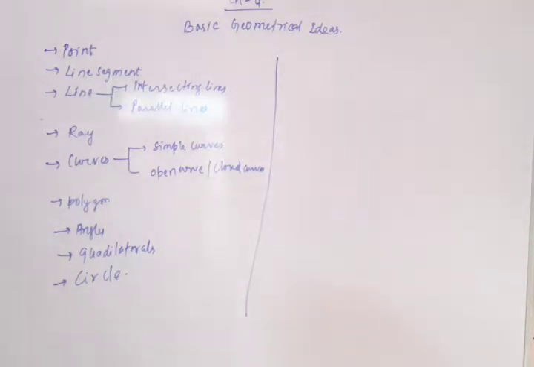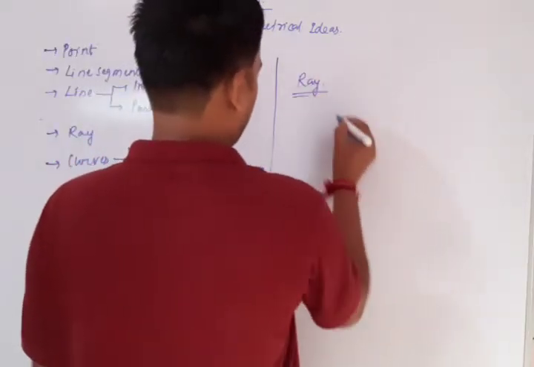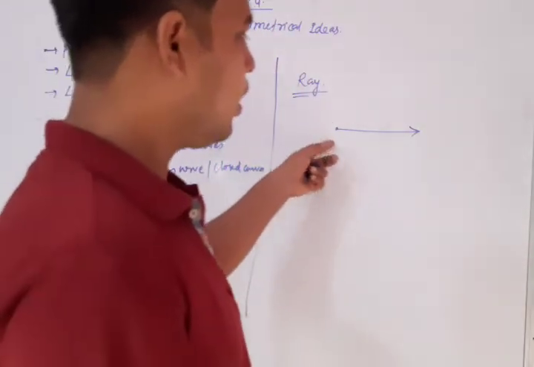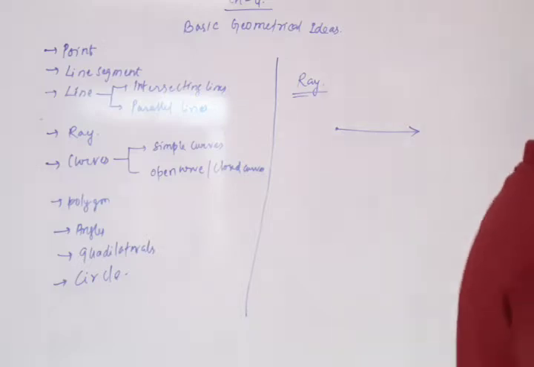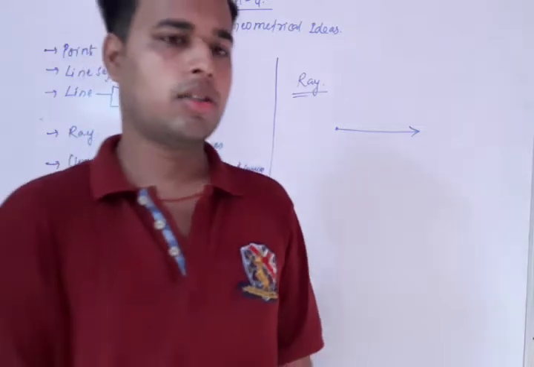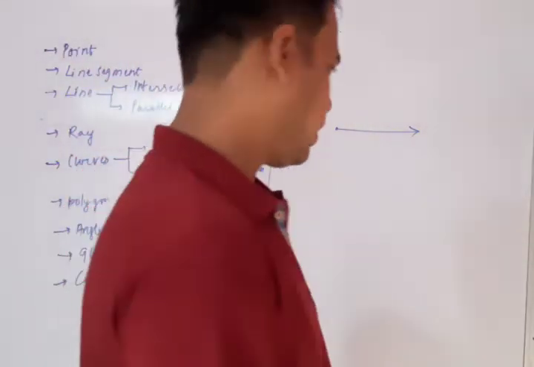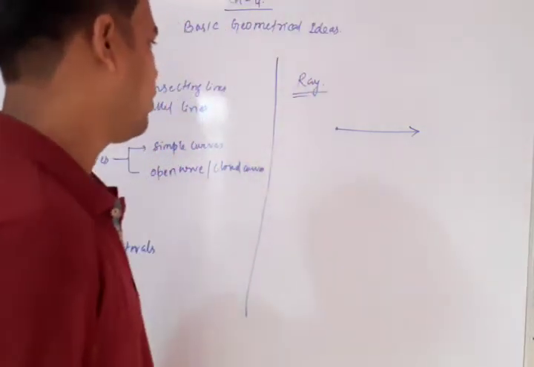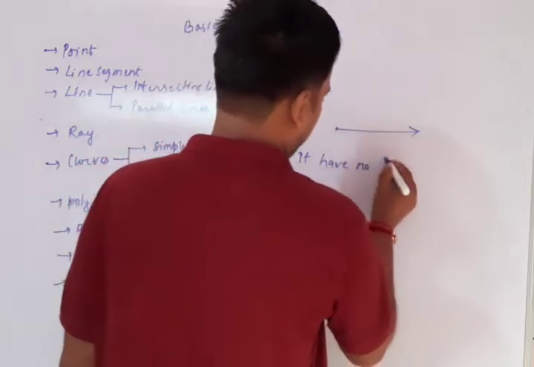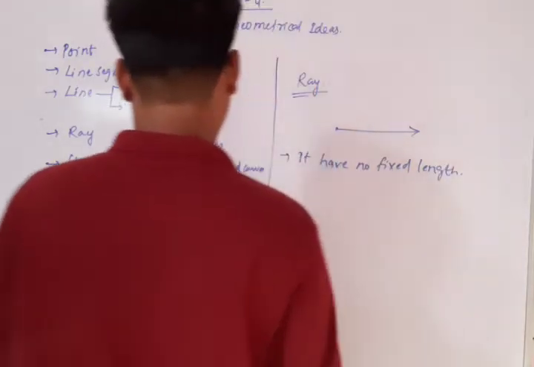Now moving to ray. This is the figure of a ray, means it has one terminating end and one non-terminating end. What example can you say? When you switch on a torch bulb, then from there rays are generated. So a ray has no fixed length. It does not have fixed length.